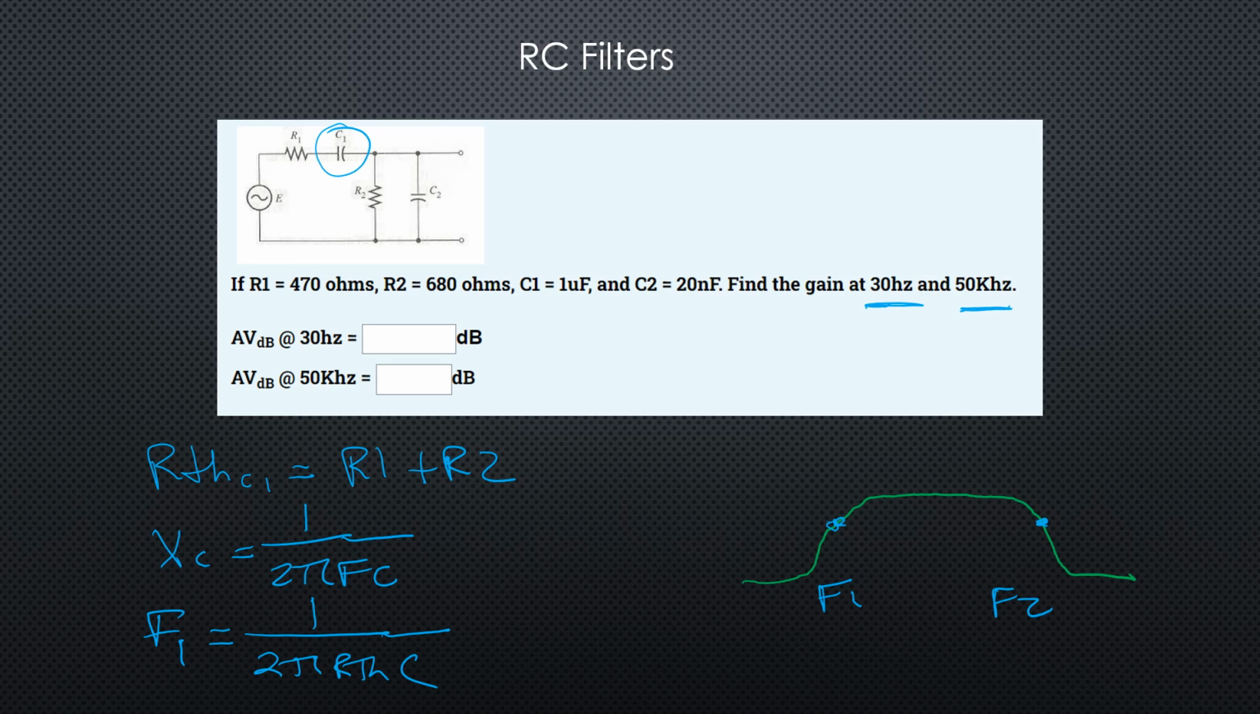Now, let's do the formula for R Thevenin C2. So for R Thevenin C2, C1 is now acting like a short. So we can see that R Thevenin is equal to R1 in parallel with R2. Now we can find F2.